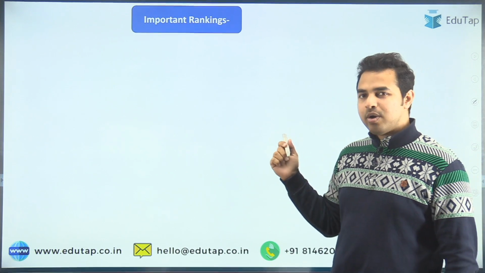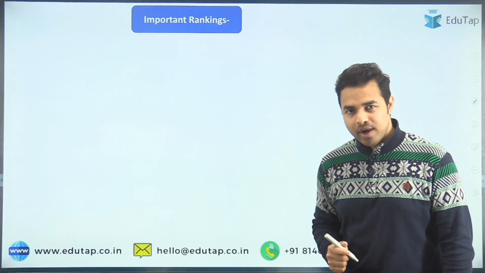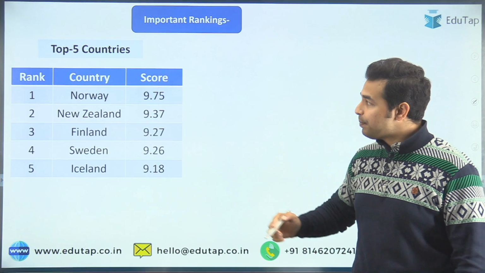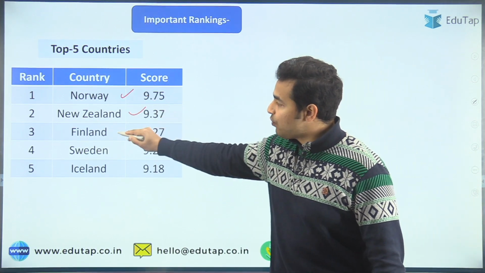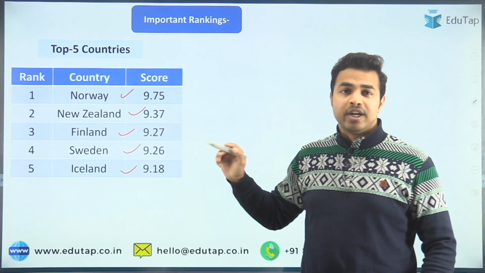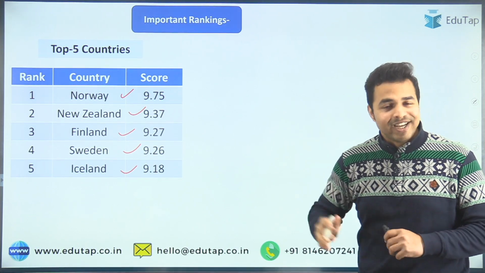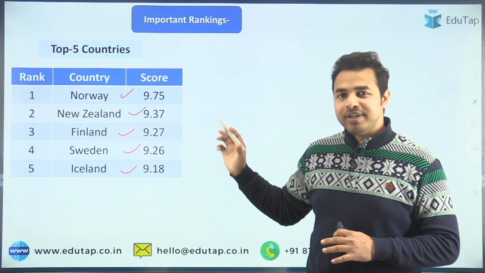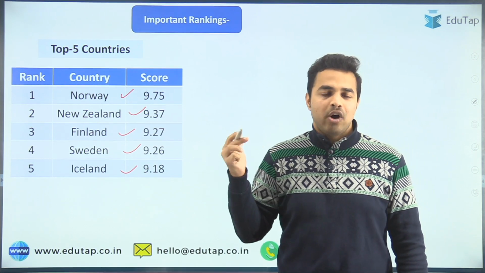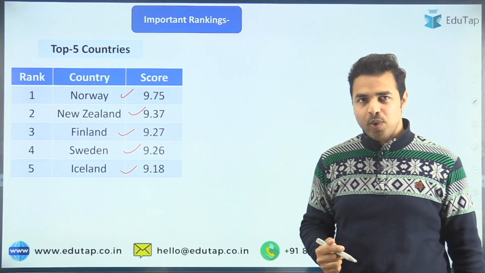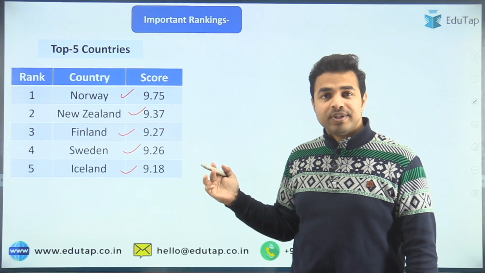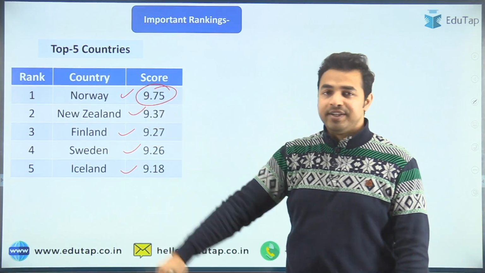When we talk about the Democracy Index 2021, the top 5 countries are Norway, New Zealand, Finland, Sweden, and Iceland. One of the most important observations here is that the Nordic countries are dominating the top 5 positions of the Democracy Index 2021, as Norway has topped this index with a score of 9.75.